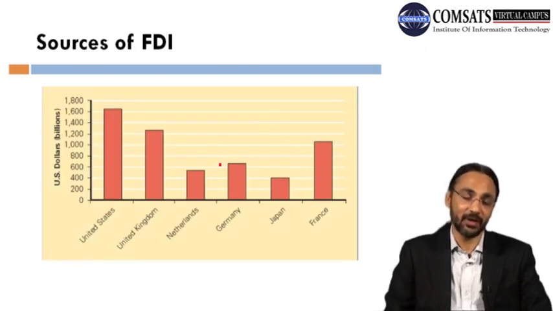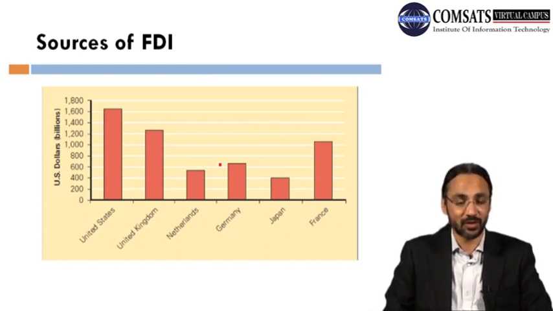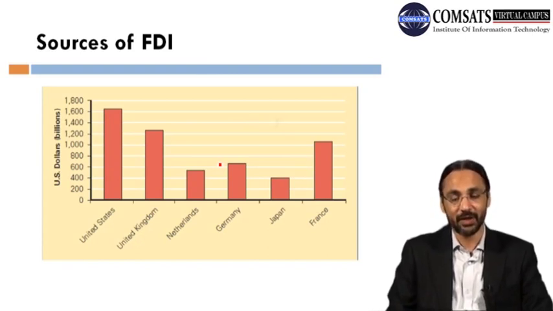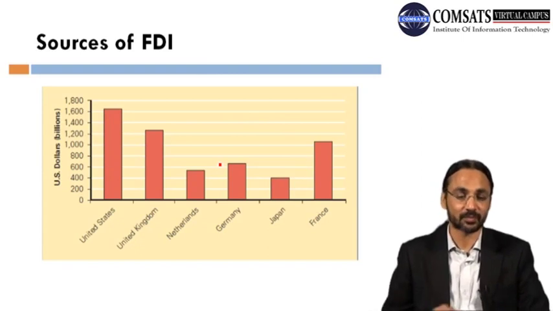These are the sources of FDI across the countries. These countries are only the developed countries, in billions of US dollars. The highest contributor of FDI is the United States, then the United Kingdom, then France, then Germany, then the Netherlands and Japan.